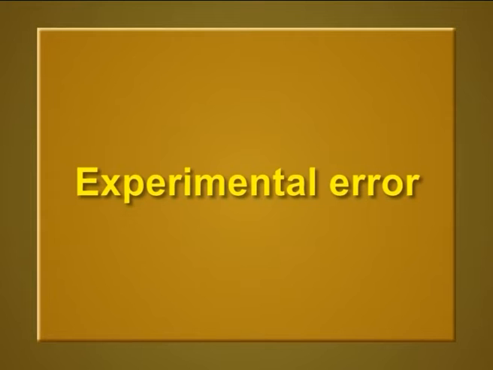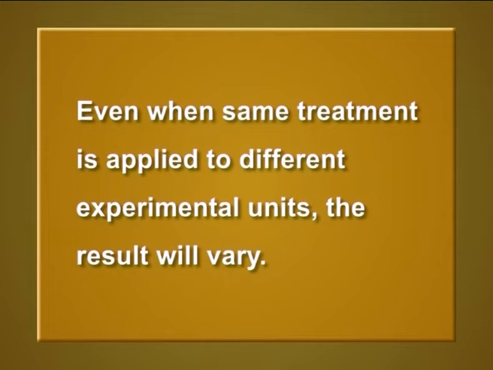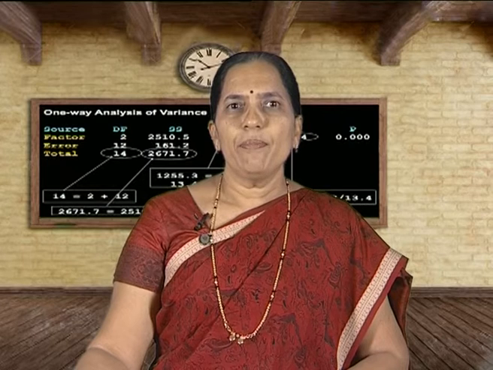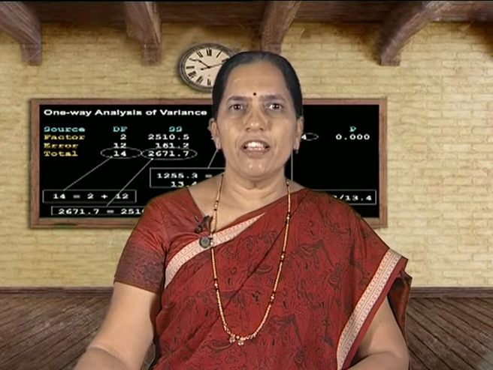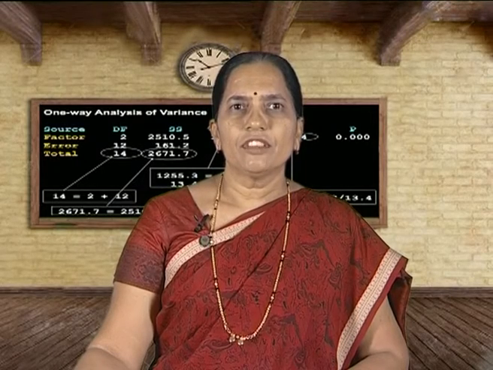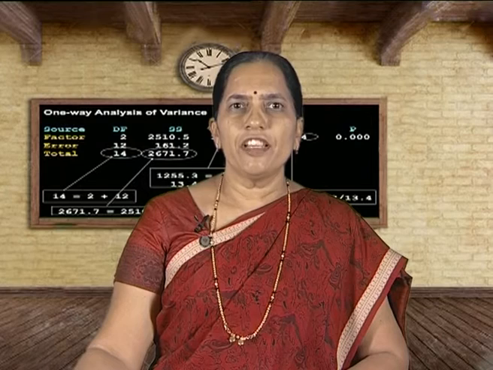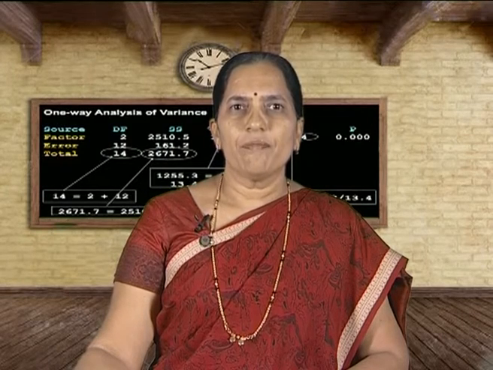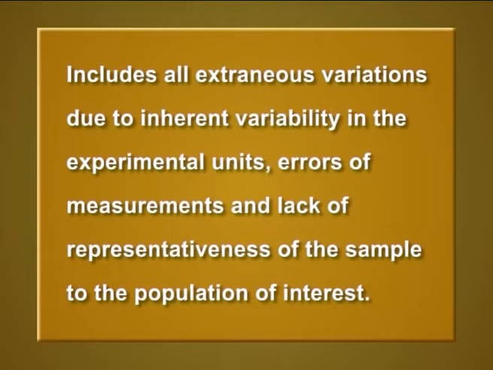Experimental error. Even when same treatment is applied to different experimental units, the result will vary. A part of this variation is systematic and can be ascribed to different known sources. The other unexplained part of variation is called experimental error and includes all extraneous variations due to inherent variability in the experimental units, errors of measurements and lack of representativeness of the sample to the population of interest.